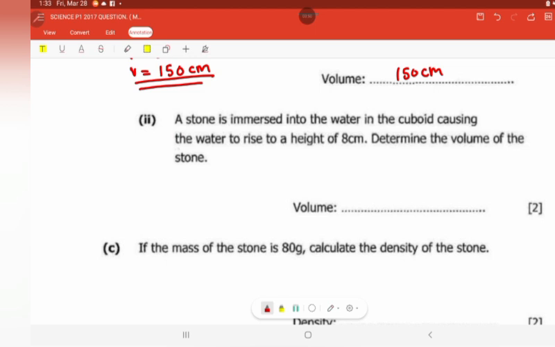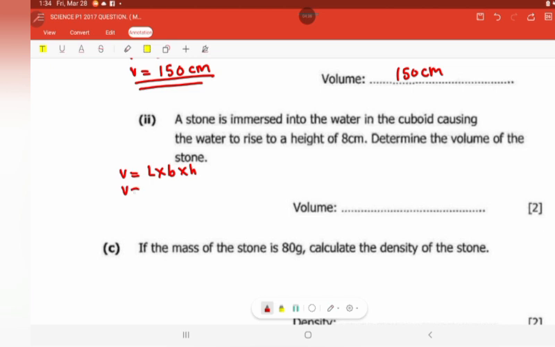Question 2 is saying that a stone is immersed into the water in the container, causing the water to rise to a height of 8 centimeter. Determine the volume of the stone. Now we're going to use the same formula. Since I'm supposed to find the volume, we use the same formula, which is volume is equal to length times the breadth times the height.